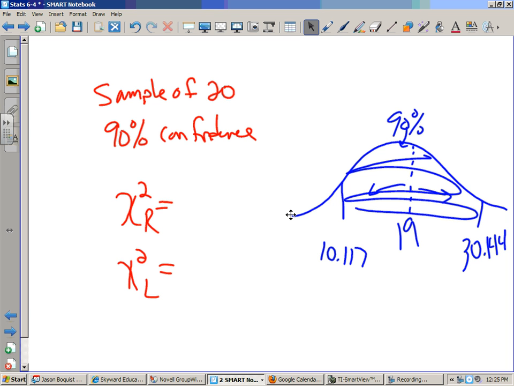So what we're going to focus on most on your assignment today is finding those critical values off your table. Because if you can't get chi-squared right and chi-squared left, there's no sense going on to getting the confidence interval. Okay? Do you think you can do it? All right.